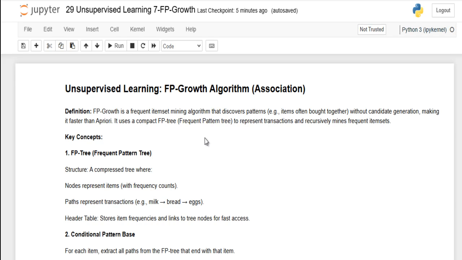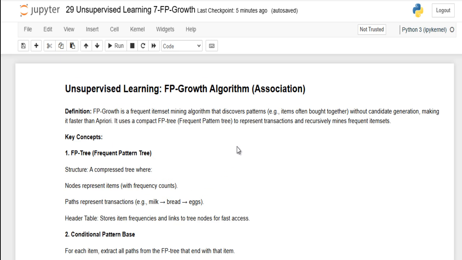Welcome back again. We are going to look at another association algorithm called FP growth. FP growth is a frequent itemset mining algorithm that discovers patterns, e.g., items often bought together, without candidate generation, making it faster than Apriori, which we did last time. It uses a compact FP tree, which stands for frequent pattern tree, to represent transactions and recursively mine frequent itemsets. Now, there are key concepts here, one of which is the FP tree.